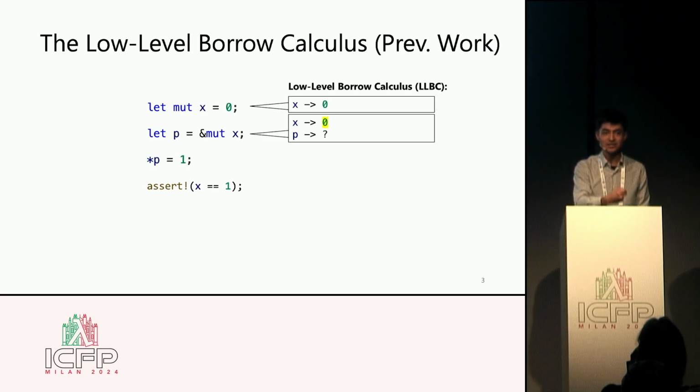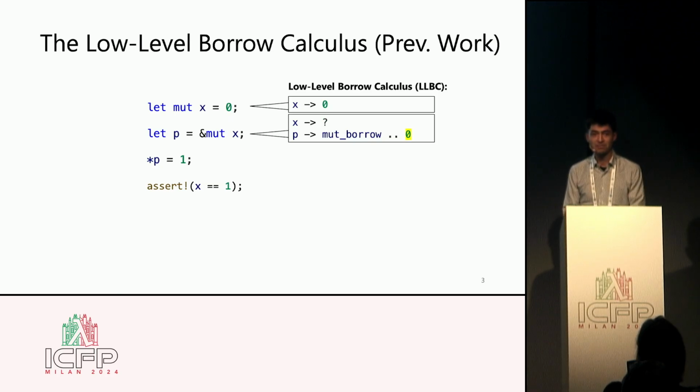And at some point later, when the borrow ends, we give the value back. So here, we take the value of x, that is 0, and we put it inside of p, and in particular inside the mutable borrow wrapper, which tells us that p mutably borrows the value 0. But we also need to link x and p somehow.